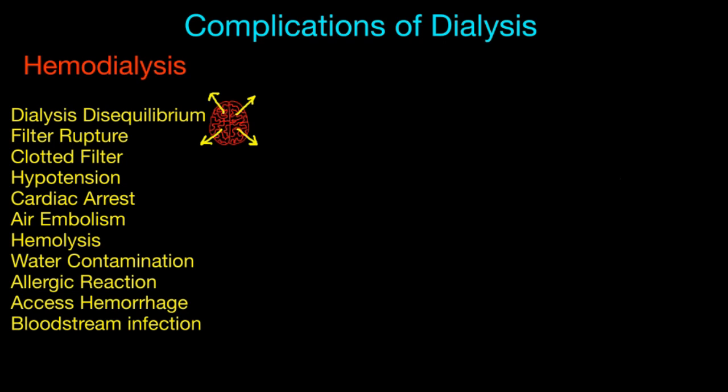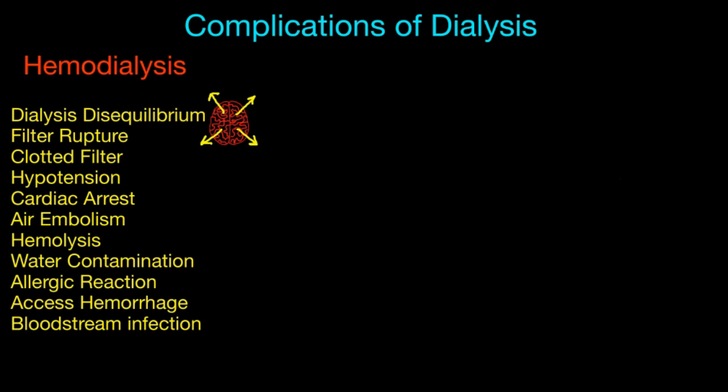So next, consider a filter rupture. What if those tubes that were full of blood rupture or break? Then blood could actually leak into the dialyzer itself, and now you have direct contact between the dialysate and the patient's blood. And that's not good at all. So filter rupture is a special complication of hemodialysis.